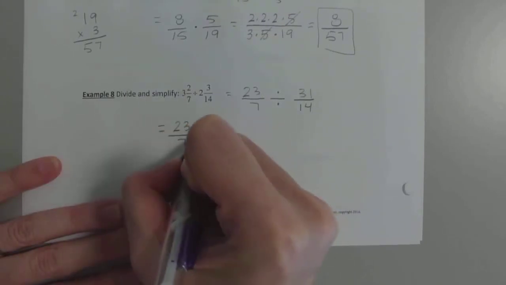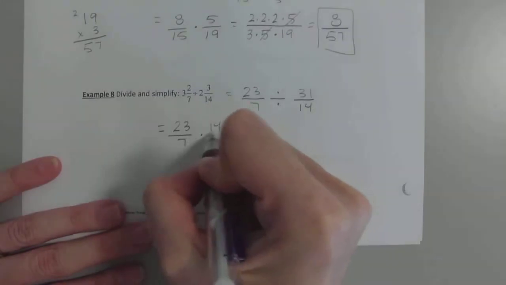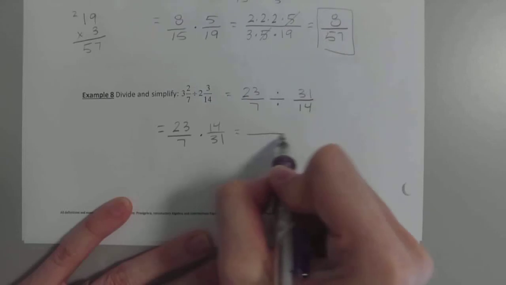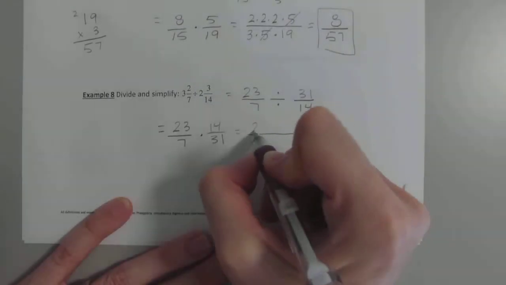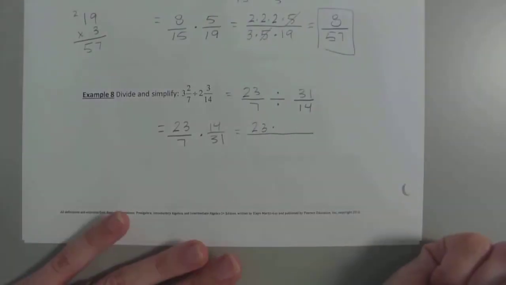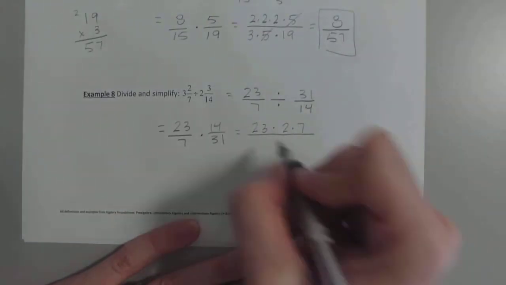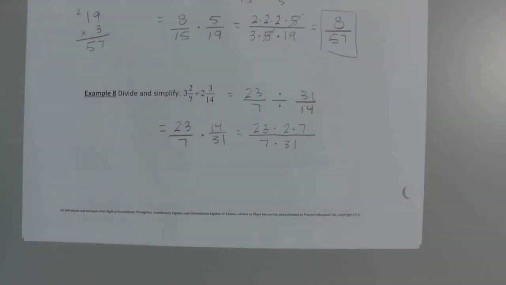Now that we have them as improper fractions, we can leave the front number the same, 23 over 7, times what? 14 over 31. We can flip that guy. All right? I'm going to multiply straight across. 23 is a prime number. So 23 will stay 23, but 14 will split up as what? 2 and 7. 7 will stay a 7, and 31 is a prime number.